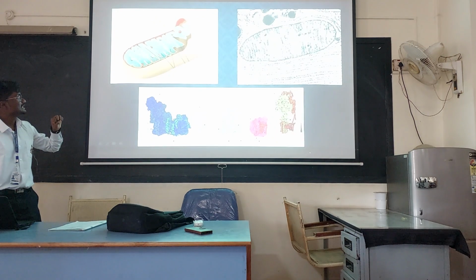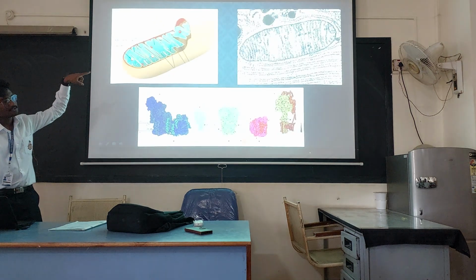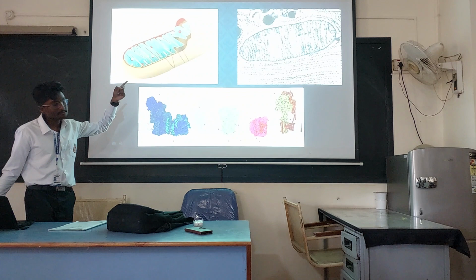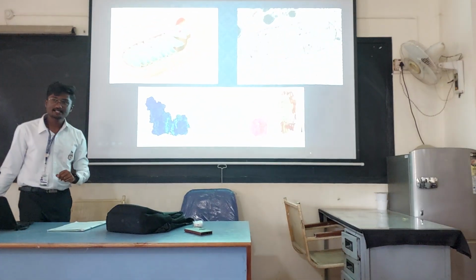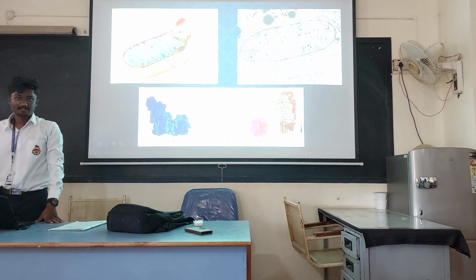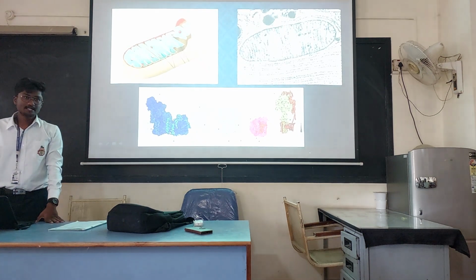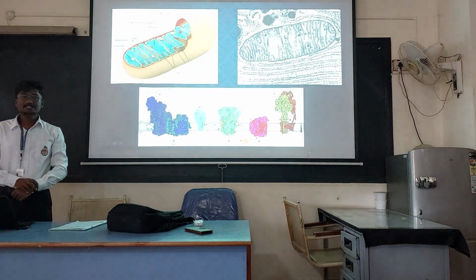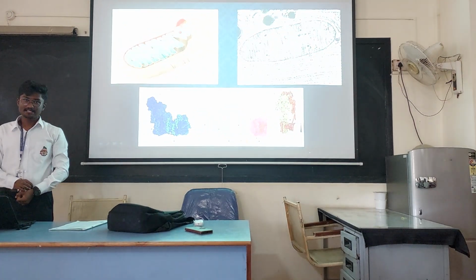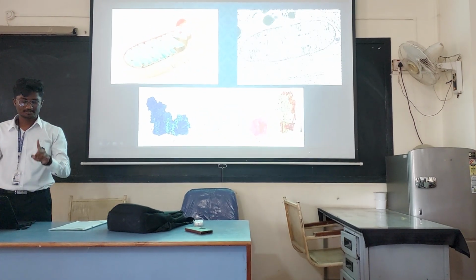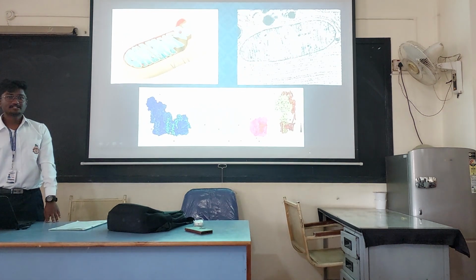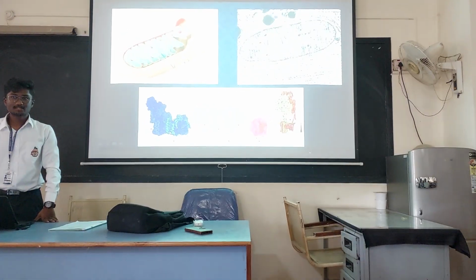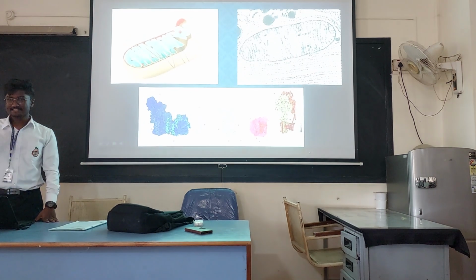Then inside the inner membrane, there is a liquid part, that is the matrix. That matrix contains circular DNA and ribosomes and many other substances and ions like magnesium, manganese, and calcium. Not calcium, potassium. Then, we'll see how the mitochondria generates ATP.